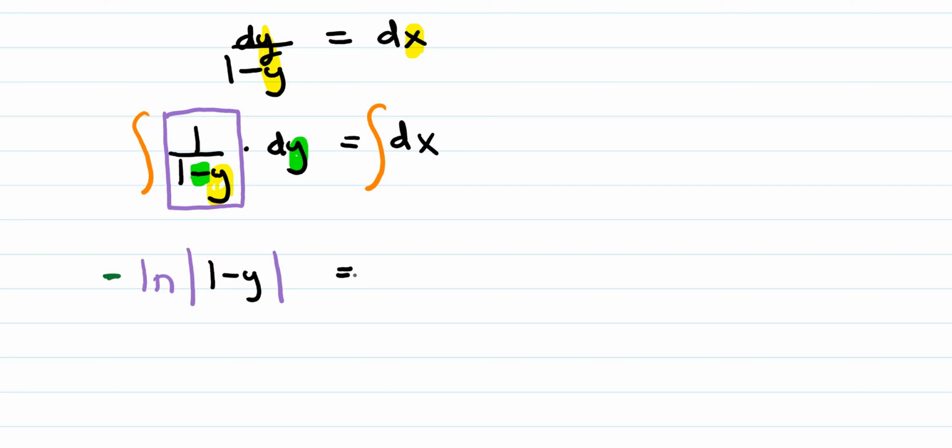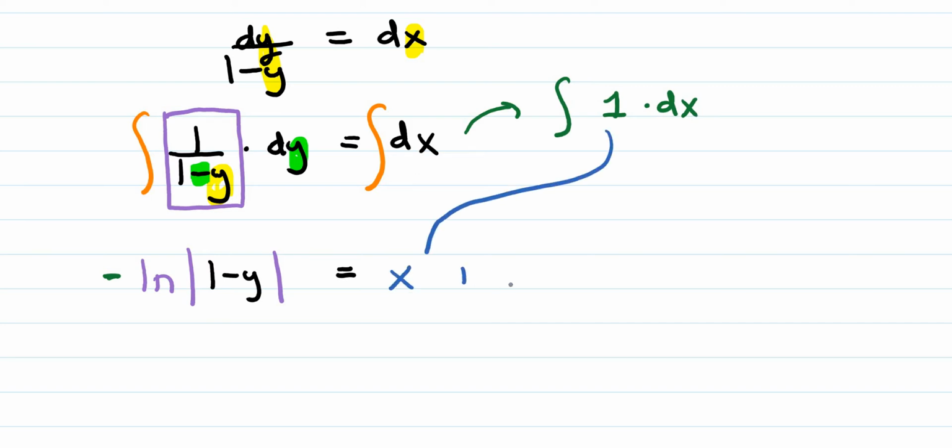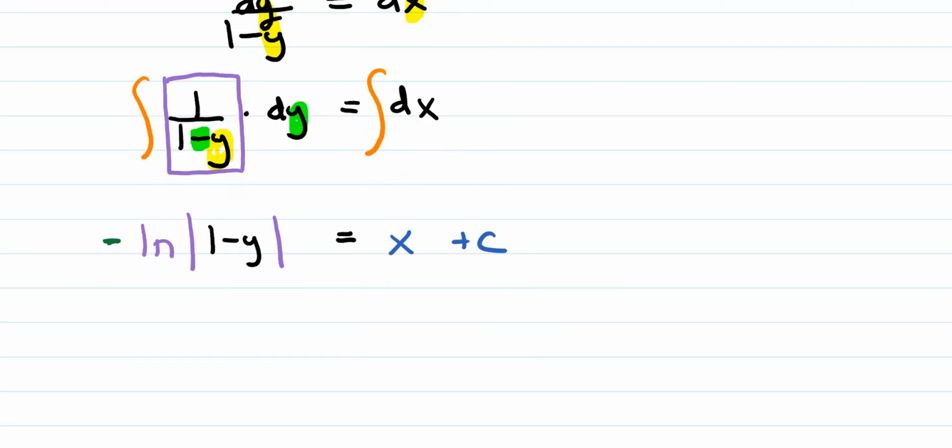Okay, so after you take the antiderivative of the left-hand side, take a look at the right-hand side. This is really the integral of 1 times dx. There's an invisible 1 there, and the antiderivative of 1 is going to be x and then plus c. Okay, so there's our antiderivative right there on both sides of the equation. So I have negative ln of 1 minus y equals to x plus c.